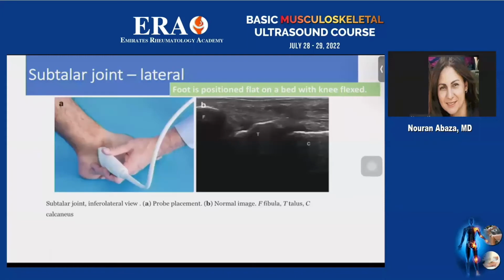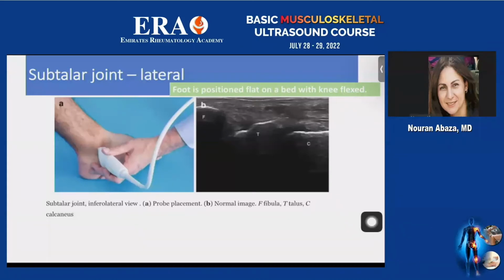Also, you can visualize the subtalar joint from the lateral aspect. You will be visualizing the lower end of the fibula or the lateral malleolus, then the talus again, and then the calcaneus, and the talocalcaneal joint is the subtalar joint. Here you are visualizing this joint from the lateral aspect.